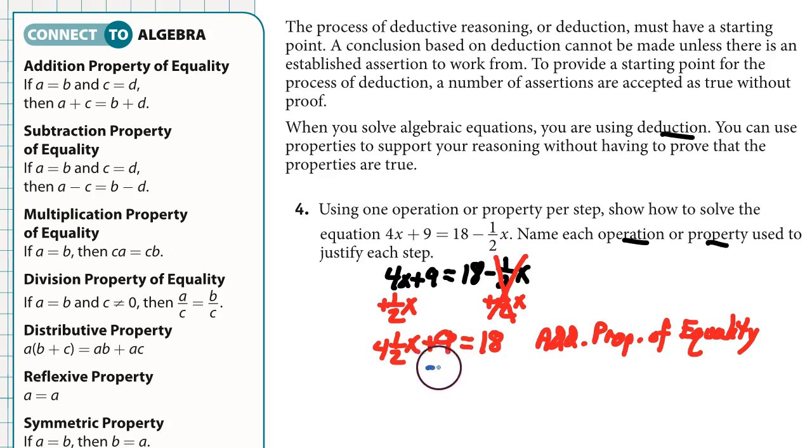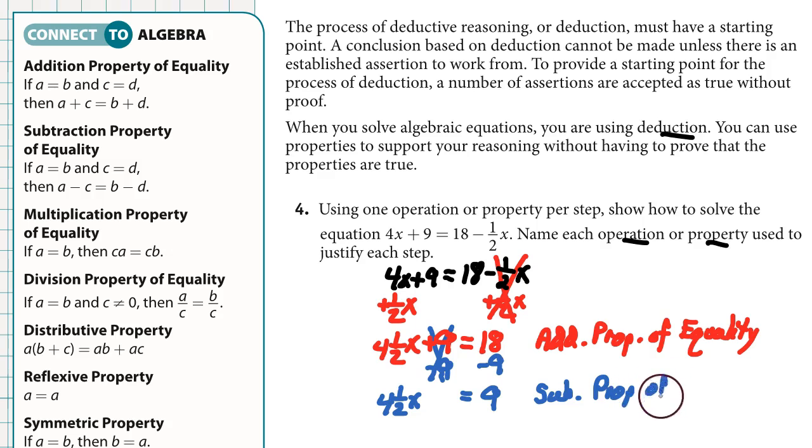Underneath the plus 9, let's subtract 9, which is okay as long as on the other side of the equation, you also subtract 9 to keep things in balance. That will create 4.5 x equals 9. The plus 9 and the minus 9 cancel away. Now, why is it okay to subtract 9 from both sides of an equation? Over on the left side of the screen, we see that that is the subtraction property of equality. So if we're going to write a justification for writing this equation, 4.5 x equals 9, our reason is because of the subtraction property of equality.